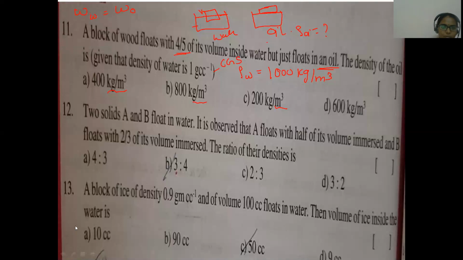Let us take the second problem. See, the second problem is given that two solids A and B float in water. It is observed that A floats with half of its volume immersed, and B floats with 2/3 of its volume immersed. Then we need to calculate the ratio of their densities. Again, use the same formula.